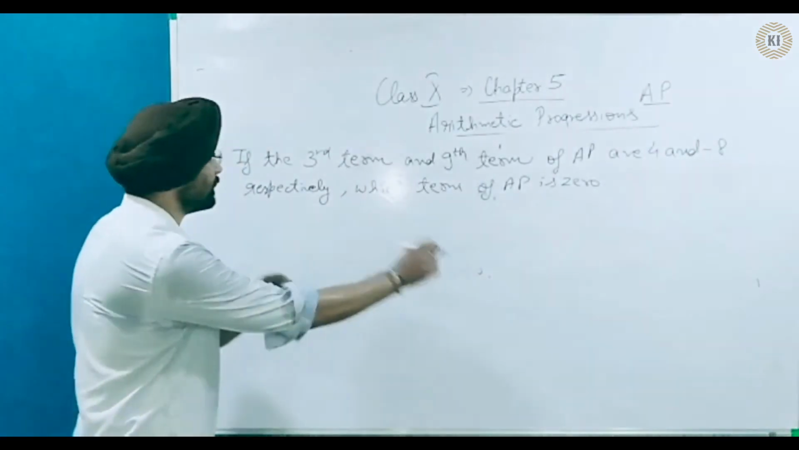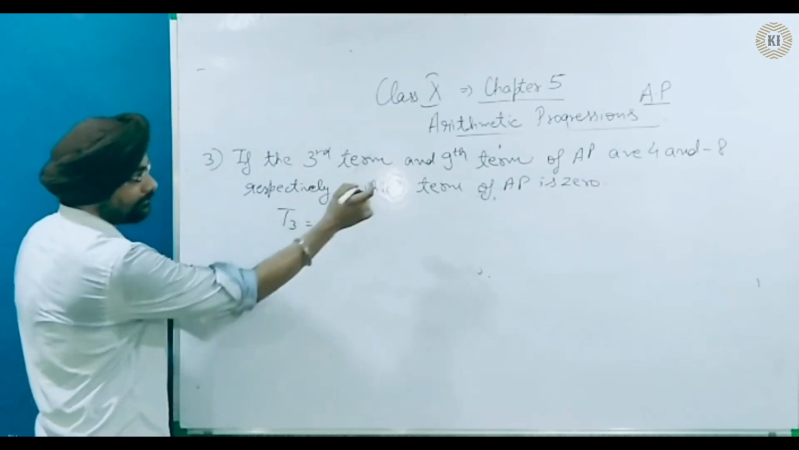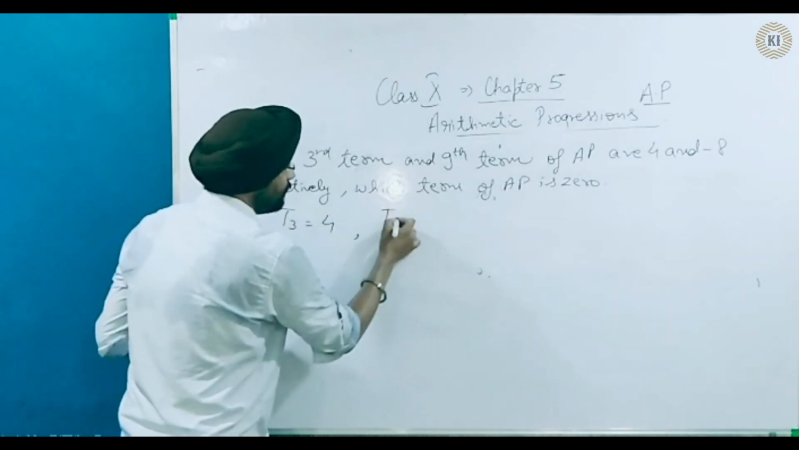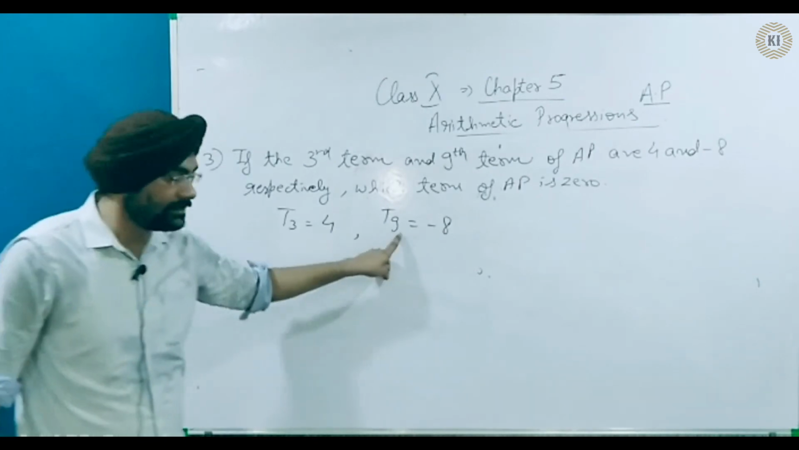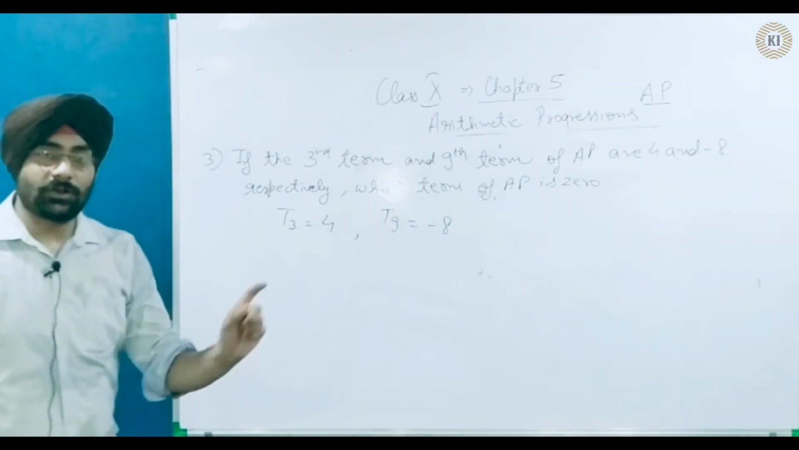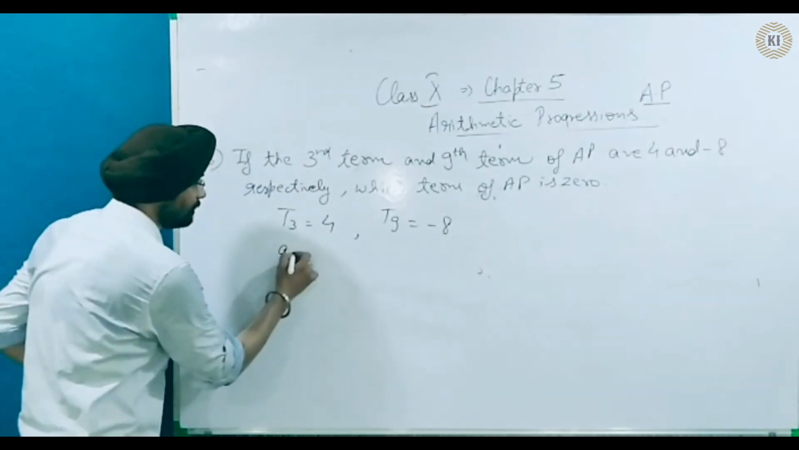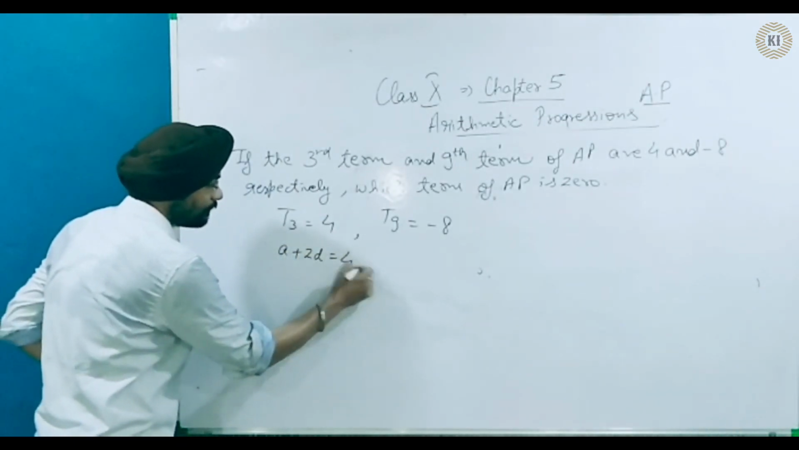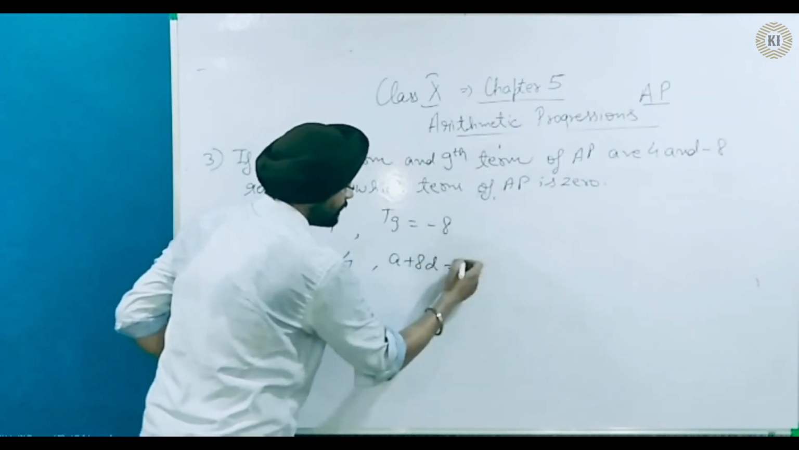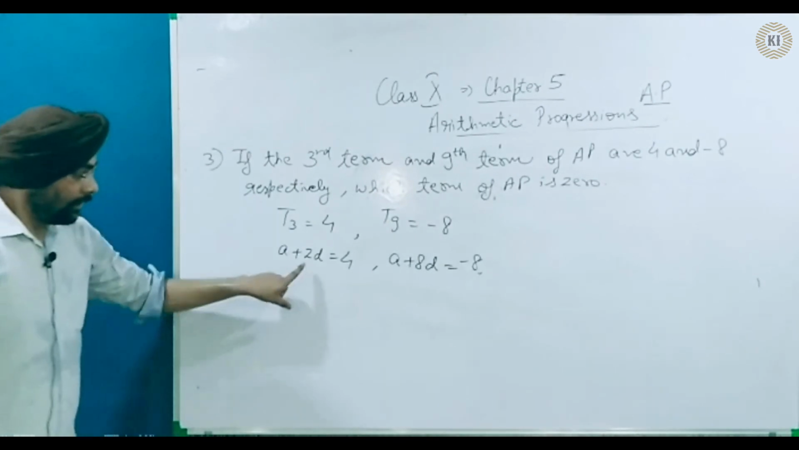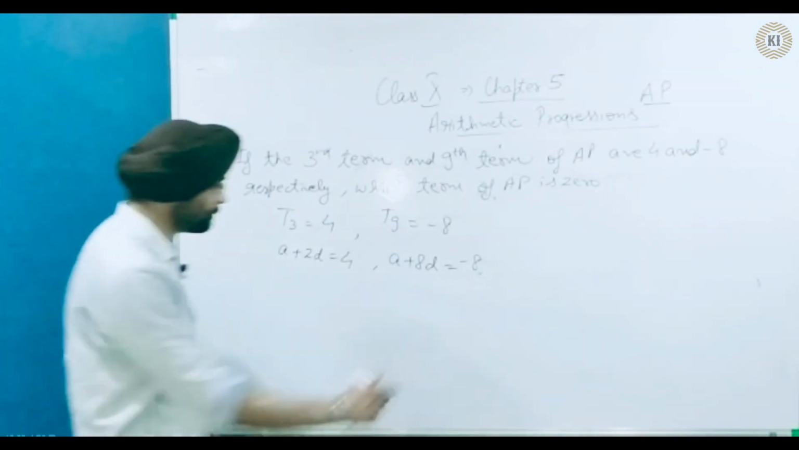So what is given here? The third term, it means T of 3 is given, that is 4, and T of 9 is given, that will be minus 8. The third term and the ninth term are given. Now the general term for the third term will be a plus 2d is equal to 4, and the ninth term will be a plus 8d is equal to minus 8. Now here we are getting two equations, so we will solve these equations simultaneously.